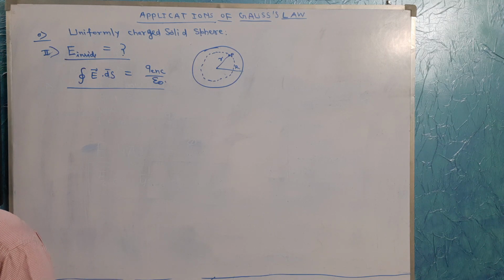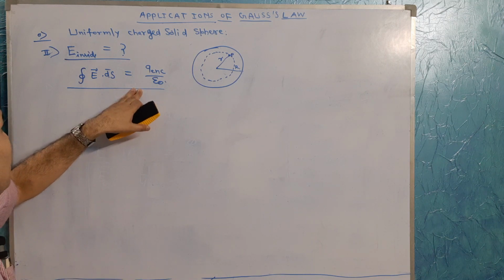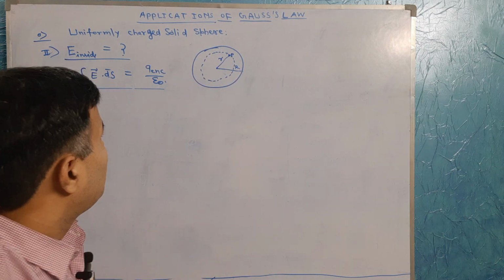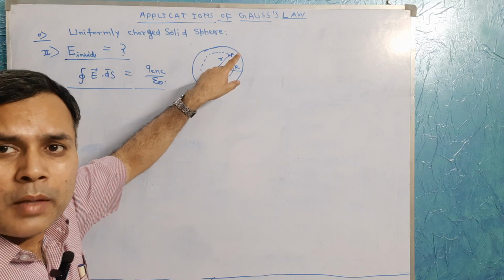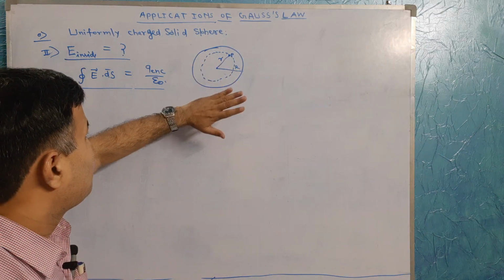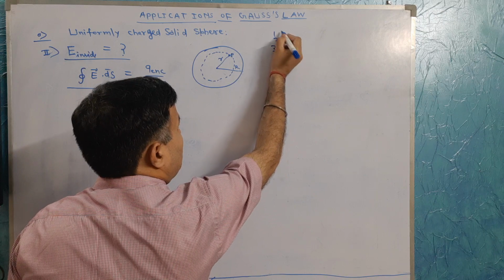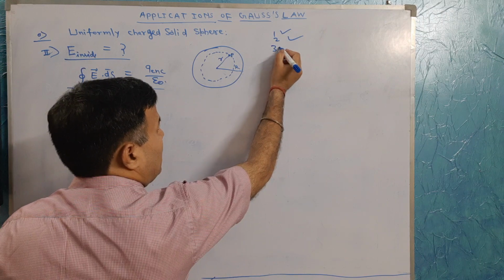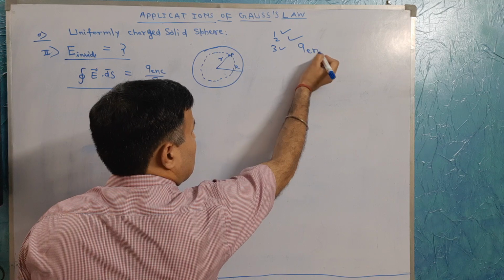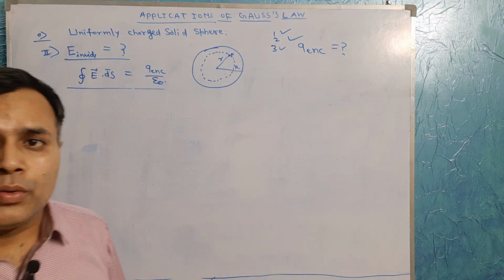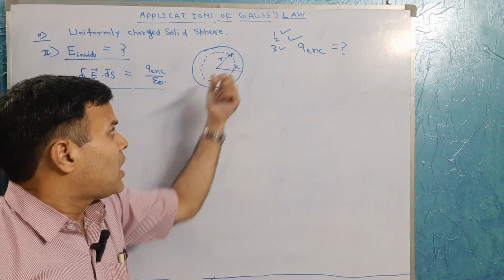In the same case, the first step is to identify the geometry and draw the corresponding Gaussian surface. So we have already completed our second step. Our third step is evaluate. So 1 and 2 are over. Third, we have to find the expression of charge enclosed. In this case, what is charge enclosed?